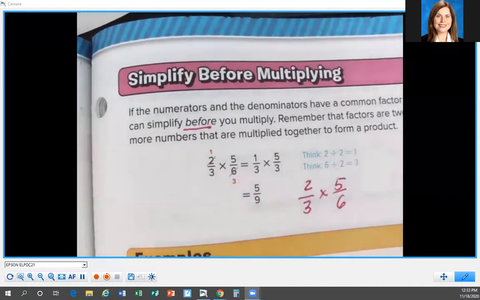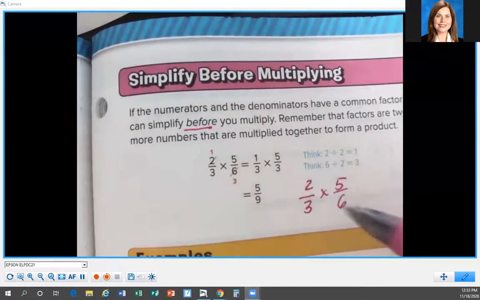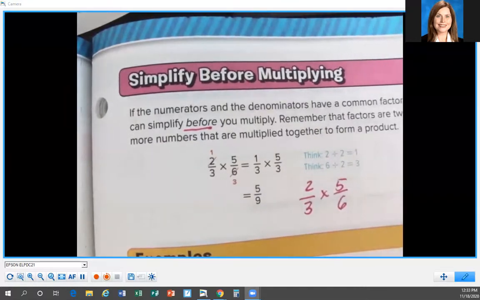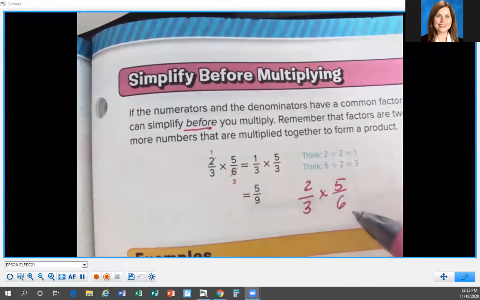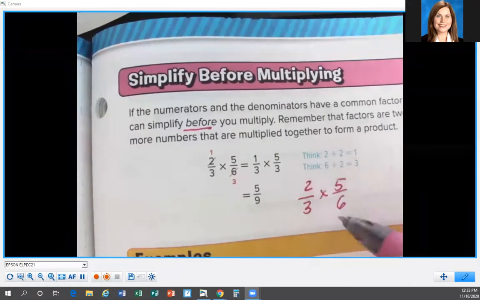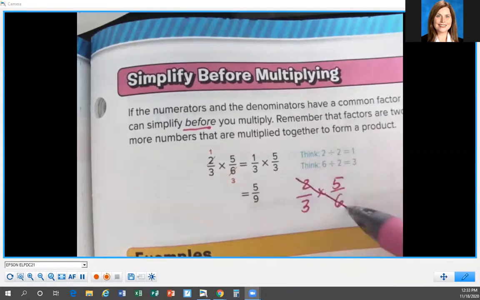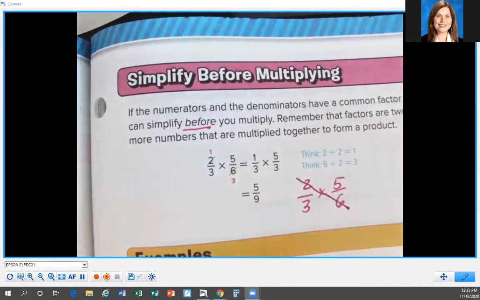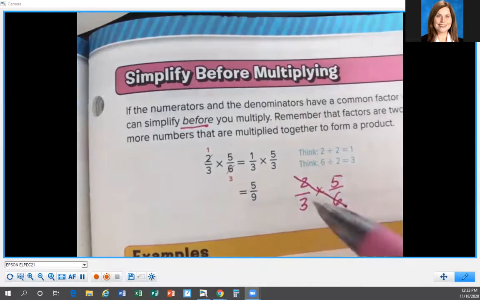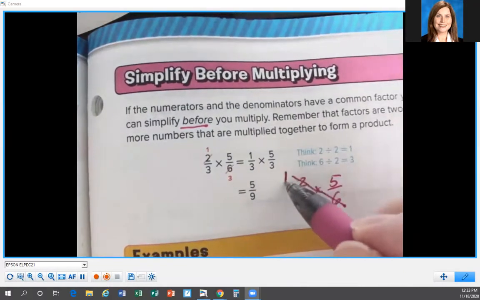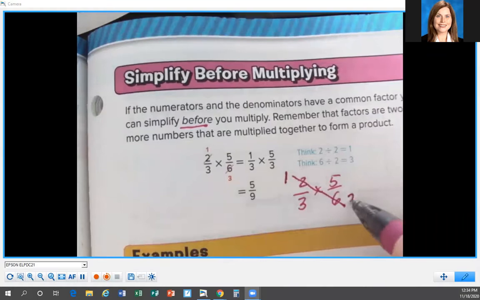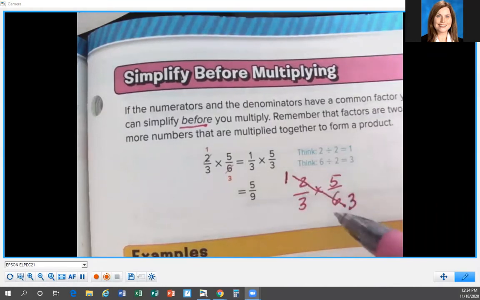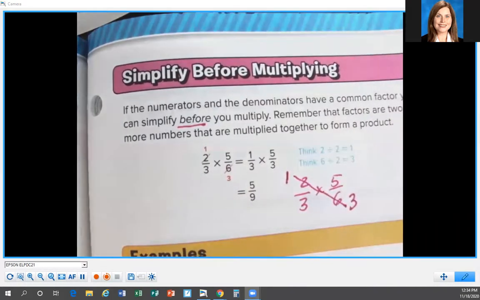When I look at the 2 and the 6, those do have a common factor, and we're always looking at diagonals. So 2 and 6 are both even, which means they're both divisible by 2. So I'm going to cross cancel before I multiply. So I'm going to look at these two numbers. They're both divisible by 2. Okay, again, we're looking at the diagonals. 2 divided by 2 is 1. 6 divided by 2 is 3. So where I used to have a 2 and a 6, I now have a 1 and a 3. So that's called cross canceling.